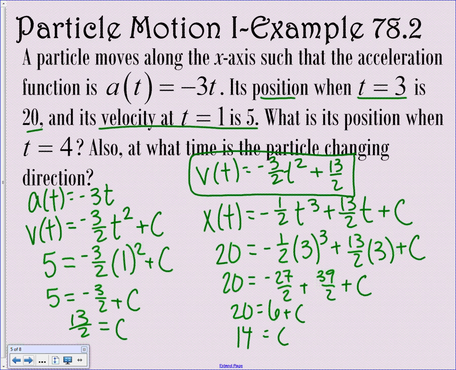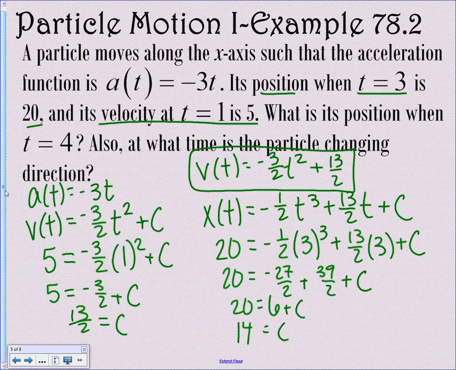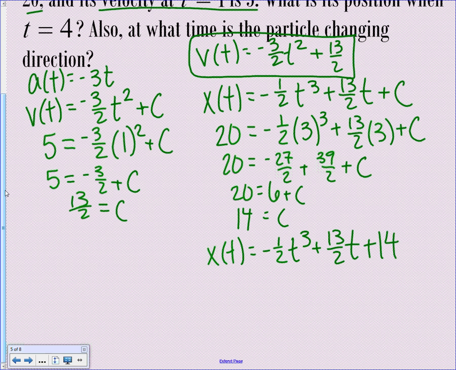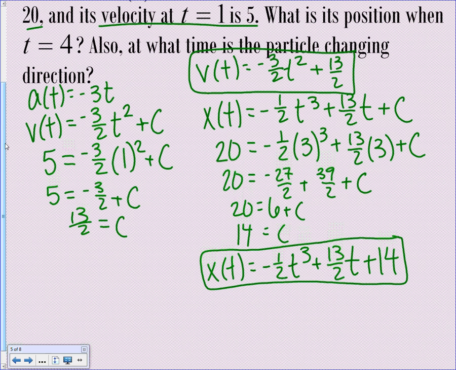Okay, so I'm going to extend the page. We'll have our position function as negative 1 half t cubed plus 13 over 2 t, and then plus 14. So there's your position function. So it asks, what is the position when t equals 4? Well, to find the position when t equals 4, you're just going to plug in a 4 for your time.